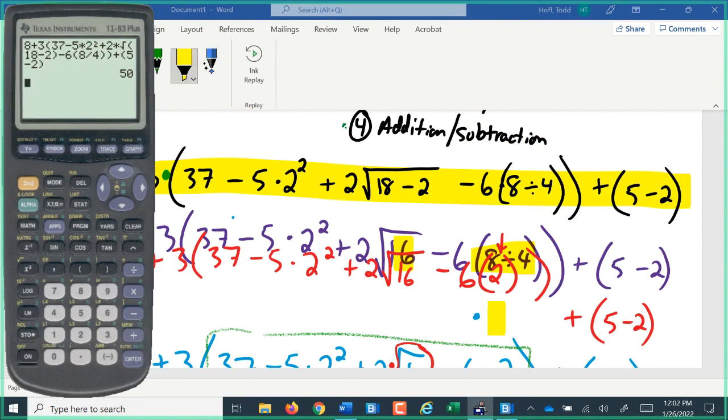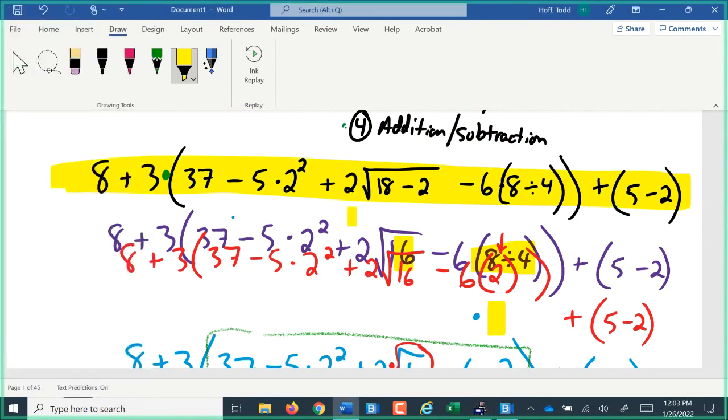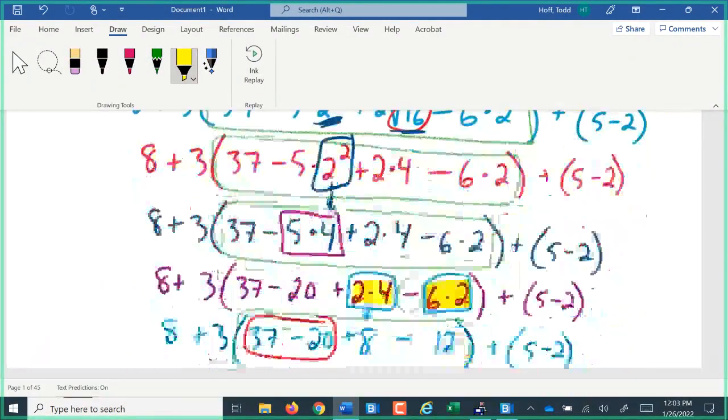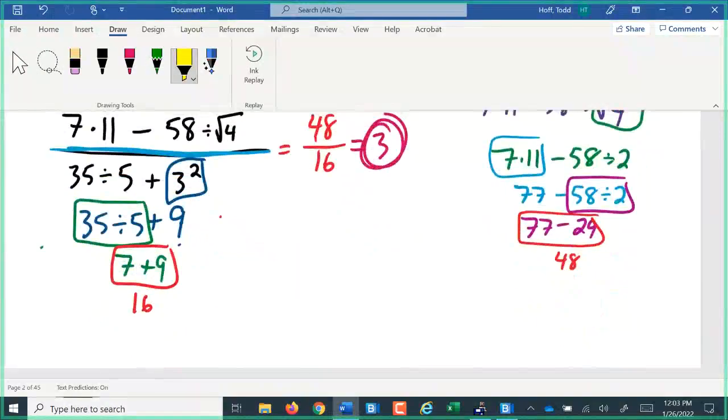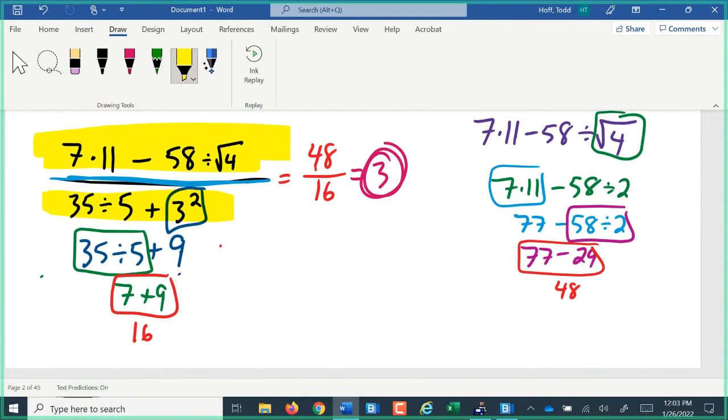The reason is this is a single line problem, all in one line, linear. This one down here, even though it looks way simpler, is way more complicated to enter into the calculator. I have two choices. I can either add a bunch of parentheses to make the calculator do this correctly, or I can just do it in 3 steps. What do I mean? Well, I can do the top first. If I punch in 7 times 11 minus 58 divided by the square root of 4, it'll give me 48.